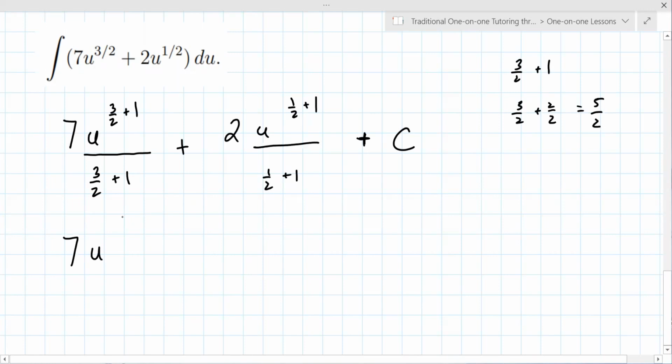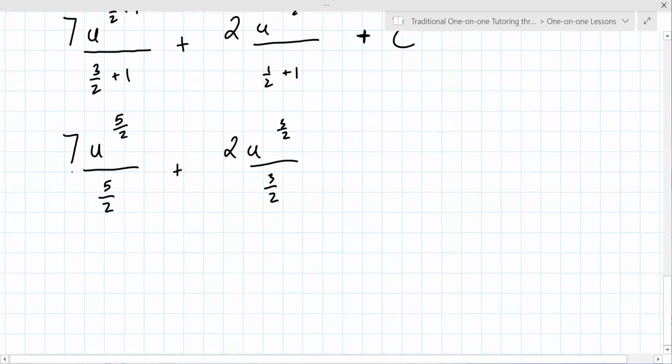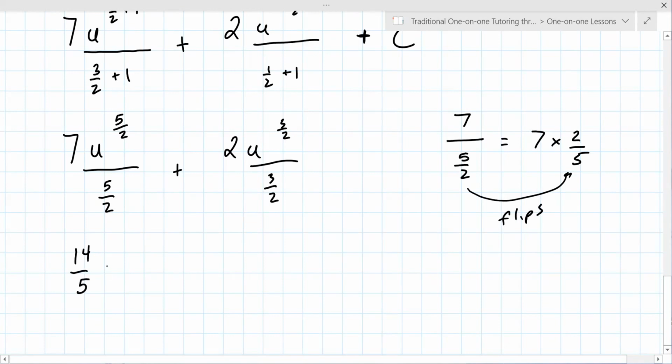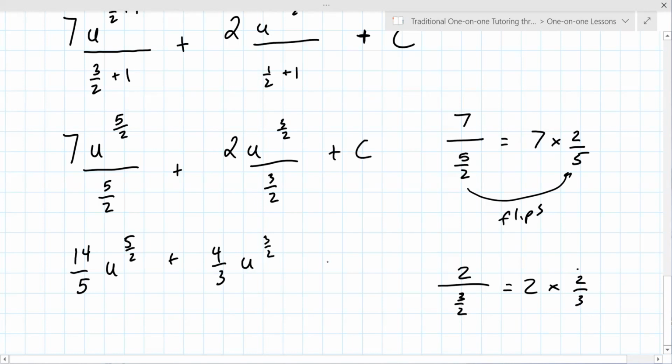So it's 7u to the 5/2 over 5/2 plus 2u to the 3/2 over 3/2. And we talked about this yesterday. 7 divided by 5/2 is like 7 times 2/5. You have to flip it. See how this flips? 14 over 5 u to the 5/2 plus 2 divided by 3/2 equals 2 times 2/3, 4/3 u to the 3/2 plus c.